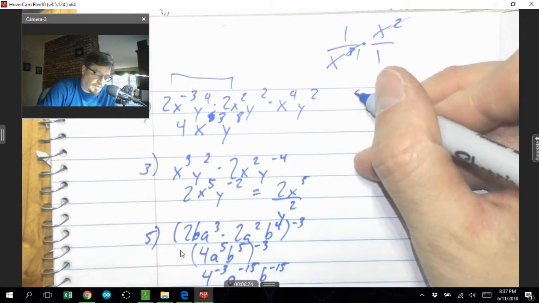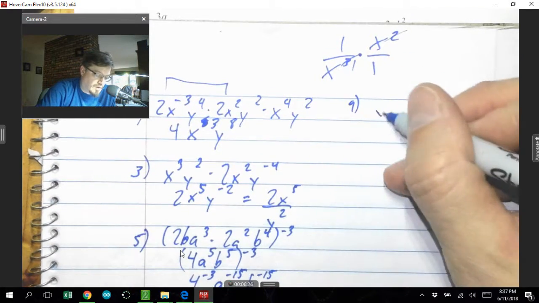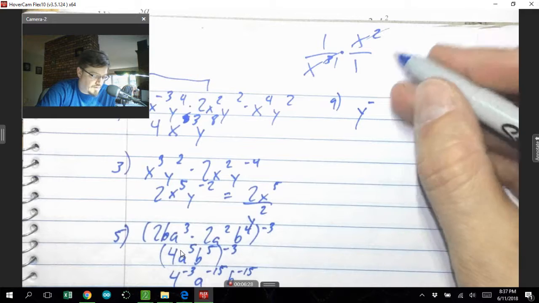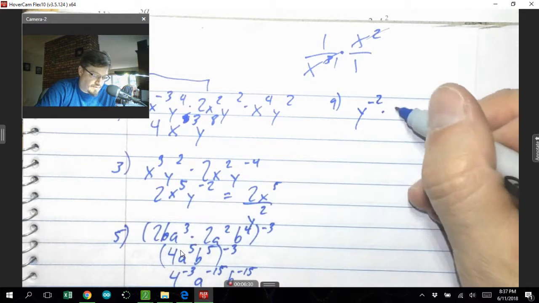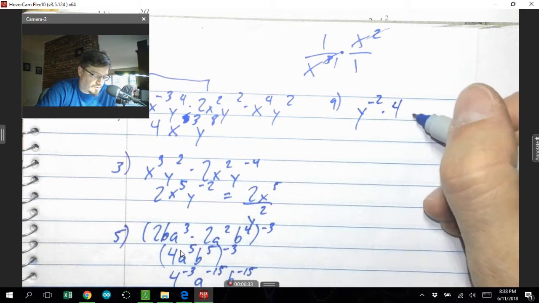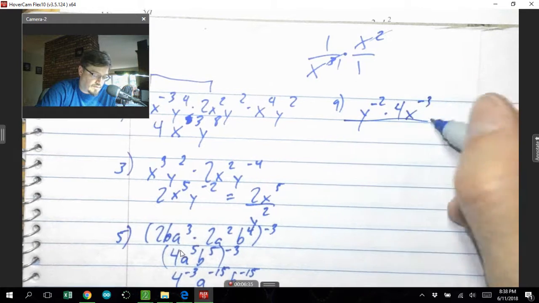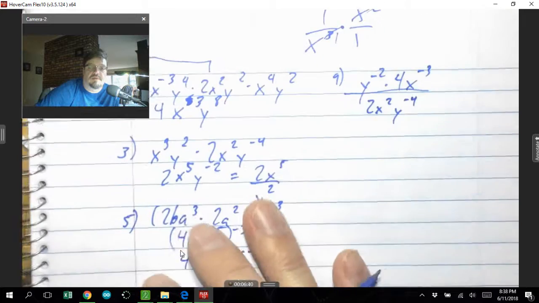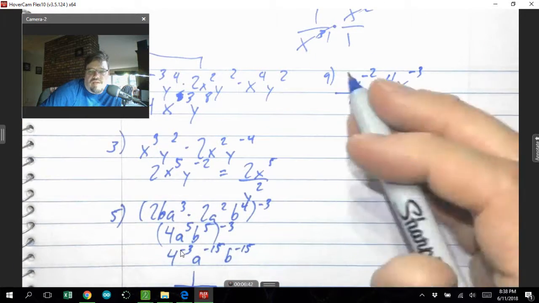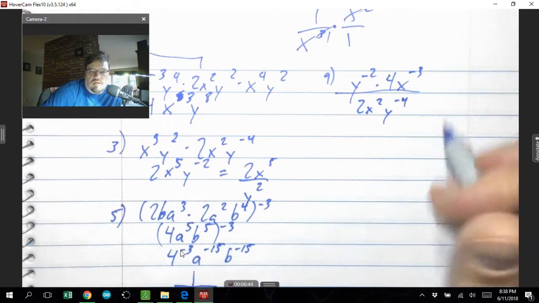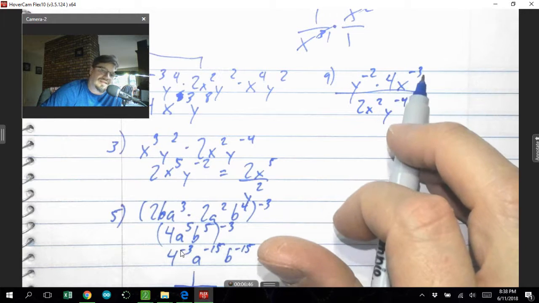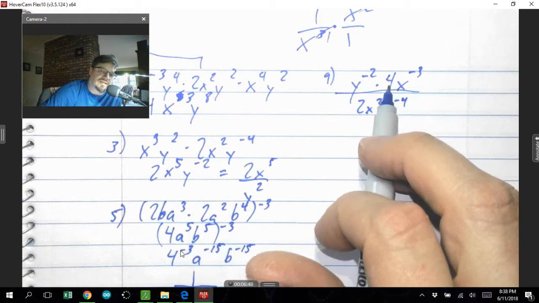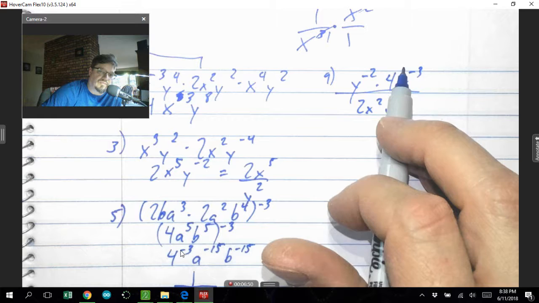Okay, so number 9, we're going to go back to the top up here. We've got y to the negative half, or negative 2 times 4x to the negative third, 2x squared, y to the negative 4th. Every single exponent that we have here that is negative is in the wrong location, but I will mention that this negative 3 only applies to the x, not the 4, because it is not in parentheses.